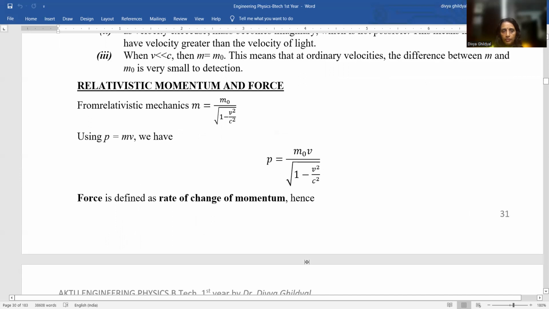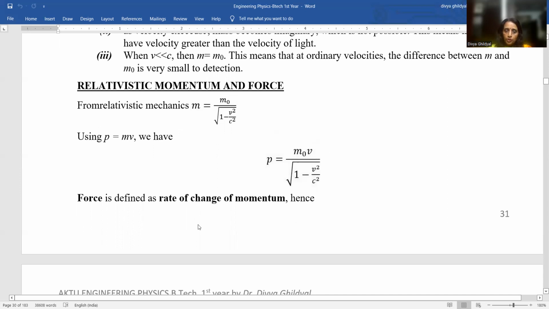Relativistic momentum and force. We now know that m is equal to m0 upon under root of (1 minus v square by c square). We know from classical mechanics that momentum is equal to mass into velocity. Now, instead of m, we will write m0 upon under root of (1 minus v square by c square). So we get p is equal to m0 v upon under root of (1 minus v square by c square).